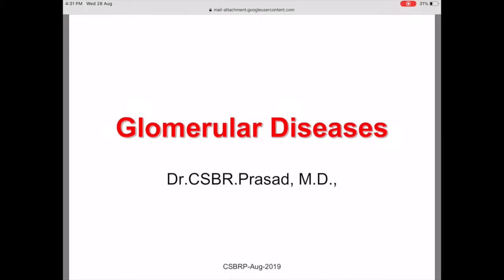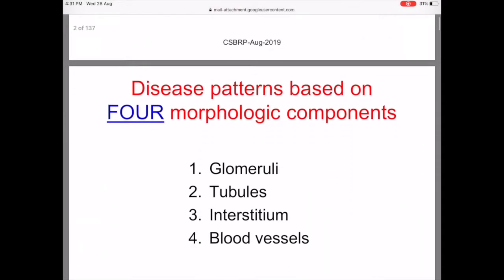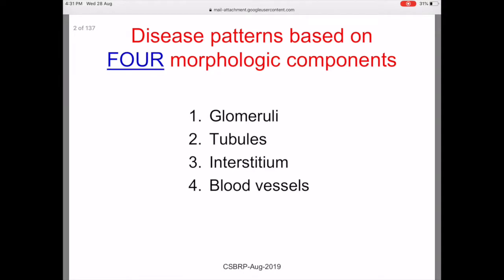Hello students, today we are going to deal with glomerular diseases. At the outset, we should know the different components of the kidney for a better understanding of kidney disease. These components include the glomeruli, tubules, interstitium and blood vessels. Diseases affecting each one of them may have different clinical features.